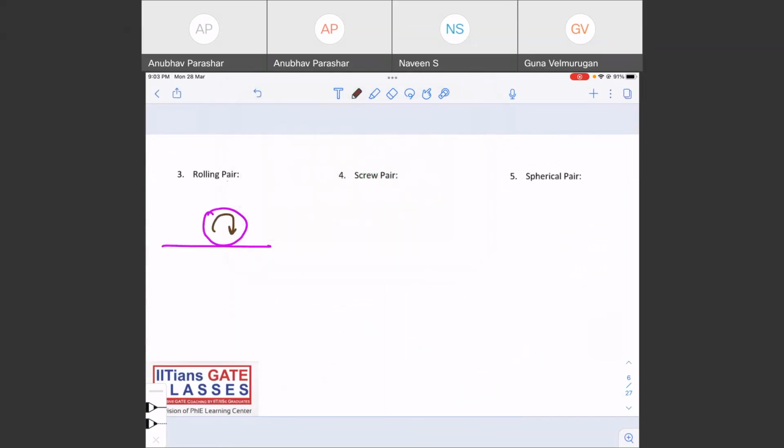If something is rolling on some surface, this is 1, this is 2. Then if a screw pair, right? You have a screw. So what is the speciality about a screw?